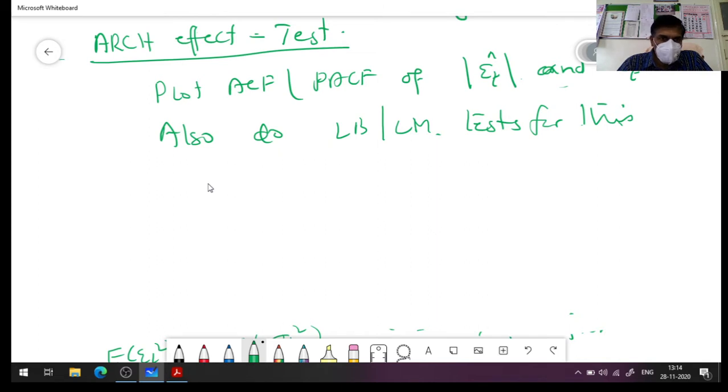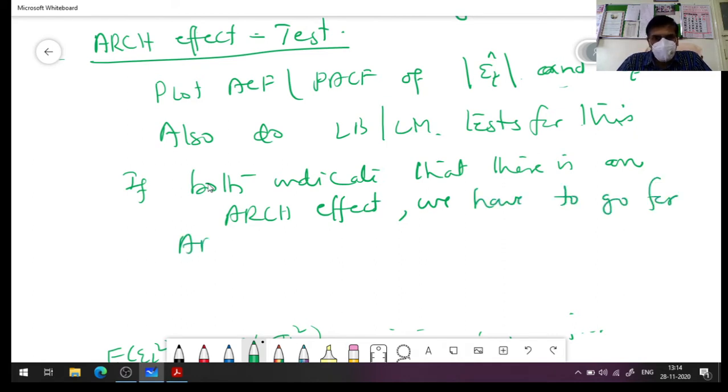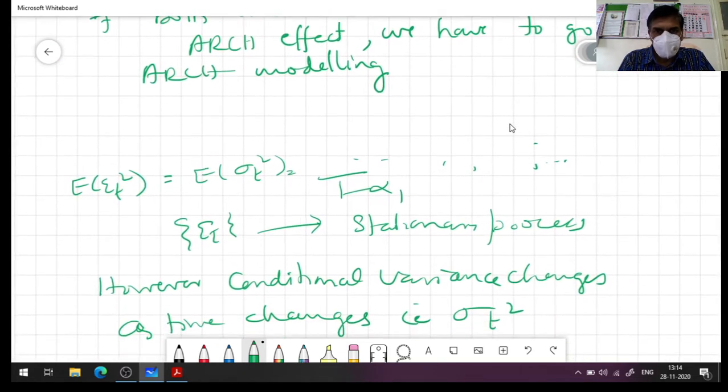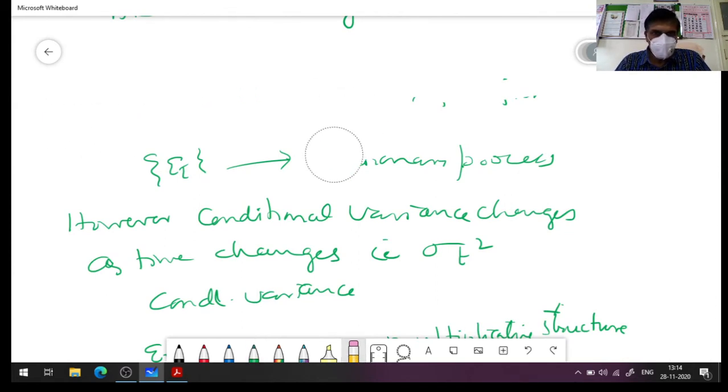Now if both indicate that there is an ARCH effect, we have to go for ARCH modeling. Okay, so how will you go for the ARCH modeling? That is the point that we have here. So one of the ways is what you can do.